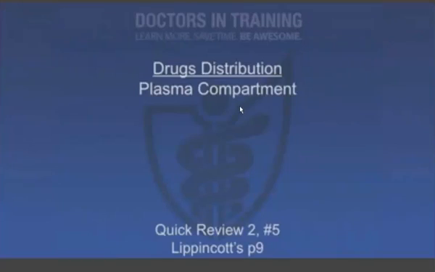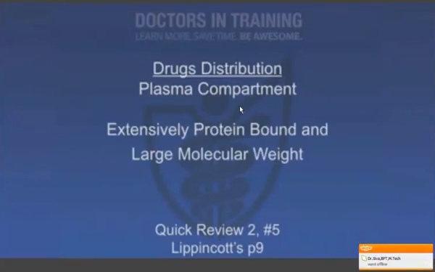Number 5, compare the characteristics of drugs that distribute just into plasma rather than into the extracellular fluid or total body water. So drugs that have a volume of distribution that's just plasma are drugs that are either extensively protein bound or are a very large molecular weight, or of course any combination of those two. Extensively protein bound drugs and drugs with a large molecular weight can't really get to all of the body water compartments in your body. They're just going to stay in the plasma.